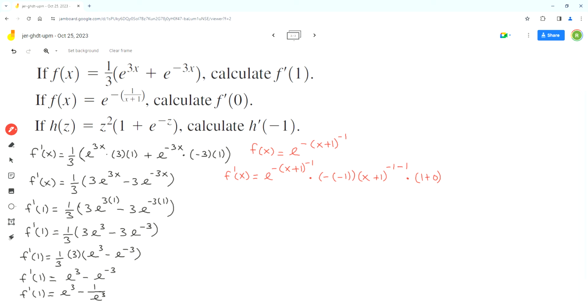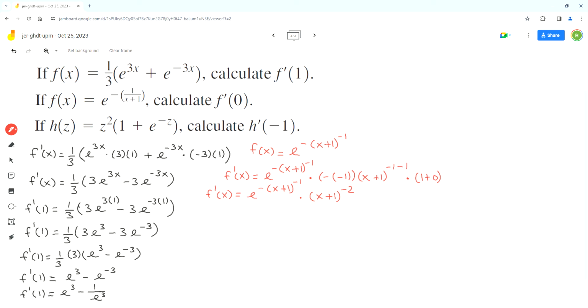Now we can simplify this expression. So f prime at x equals, then the first term stays the same, times, now minus negative 1 is equal to positive 1, and then we'll multiply it by x plus 1, and in the exponent minus 1 minus 1 becomes negative 2, so we get x plus 1 exponent negative 2, and then in the parentheses 1 plus 0 is just 1, and multiplication by 1 doesn't change anything.